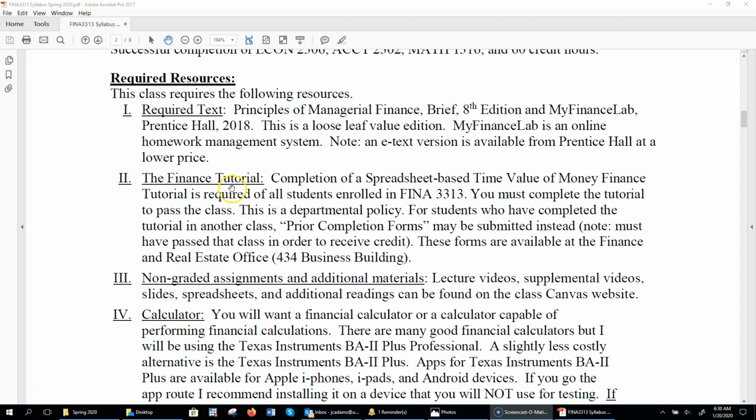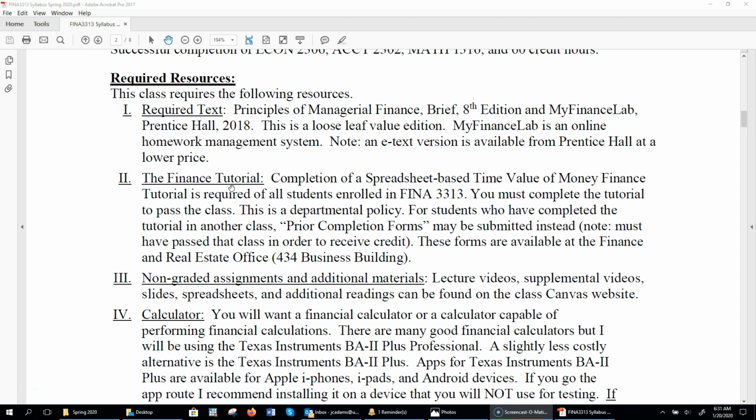The finance tutorial, this is a departmental requirement. All students that go through Finance 3313 have to complete this. This is a spreadsheet based form. You'll get the packet that has a signature page and a CD or DVD, and I know that that's kind of obsolete, so you'll have to find a computer that has a DVD drive so that you can copy those forms into your own laptop if you don't already have a reader. The library has lots of computers that have this. We have computers in the College of Business building that have CD readers.